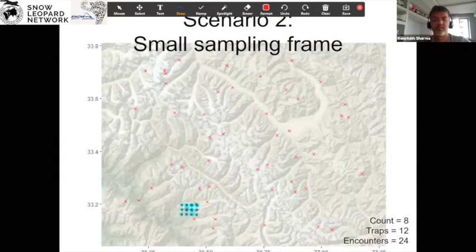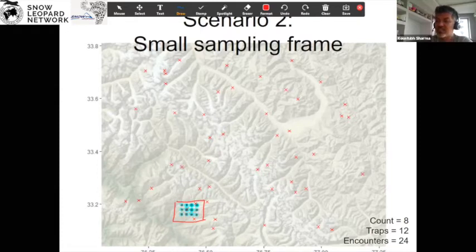Now, let's consider the second sampling scenario. And this is typically how it happens in many parts. You get about 10, 12 cameras, you set them up in the field in a very small area, and then you expect the data to be useful for abundance. Now, what this generates, as you can see, the good news here is that all the 12 cameras ended up with encounters, which is good.